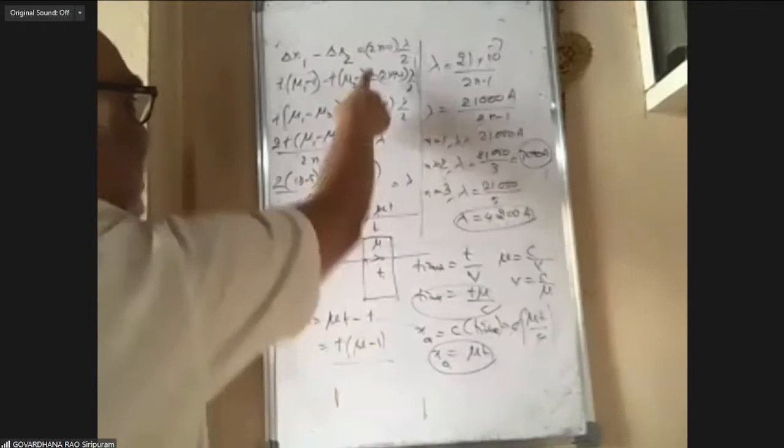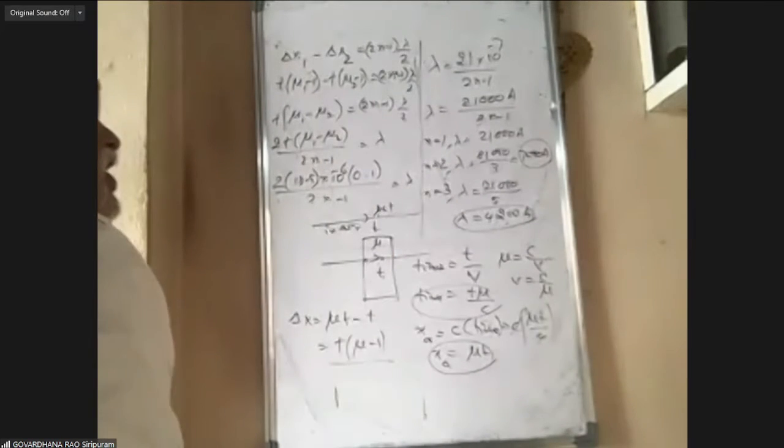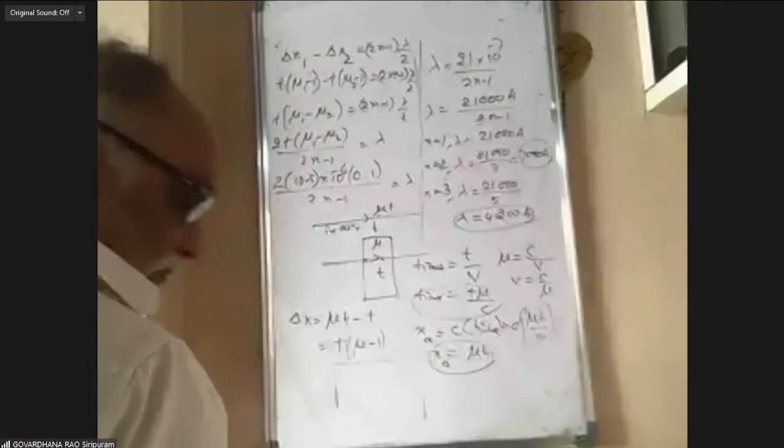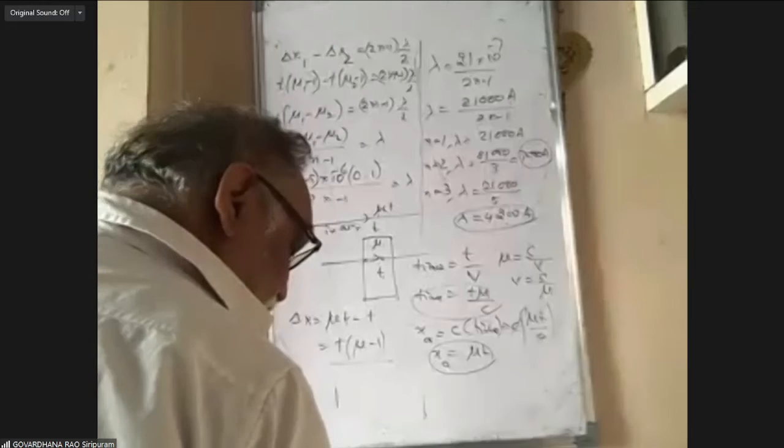At point O, minima. What is the condition for minima? 2n minus 1 into lambda by 2. Yes, got it.